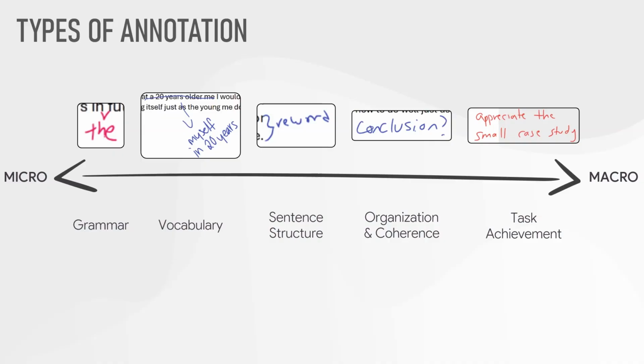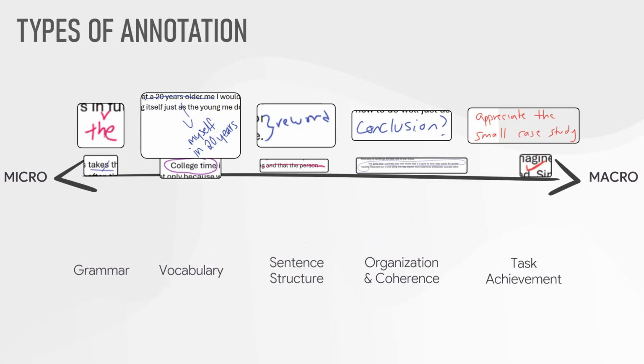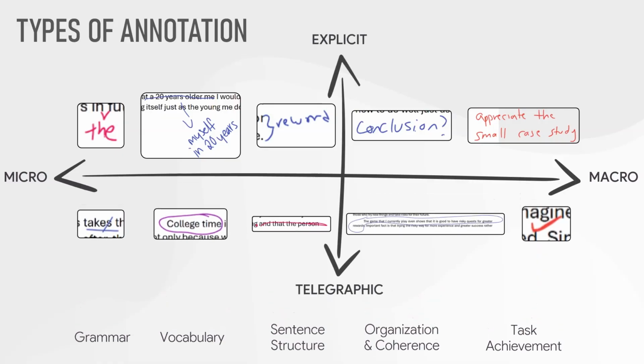A variety of annotations were observed and can be grouped into 2 dimensions: purpose and form. Purpose ranges from micro, which targets fine-grained textual features like grammar, to macro, which targets broader aspects of text like organization and coherence. The second dimension, form, ranges from telegraphic, where the annotations are personal opaque codings, to explicit, where the annotations convey clear meaning, usually accompanied by textual feedback.